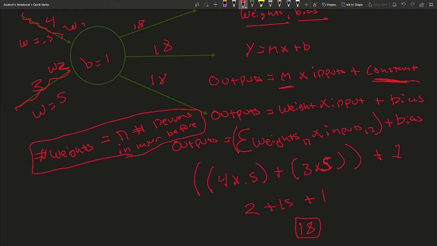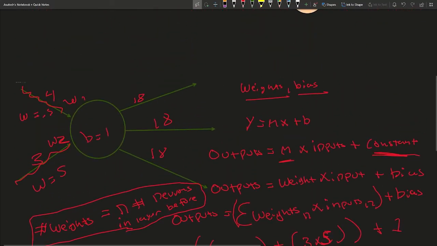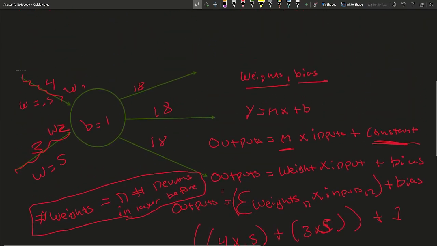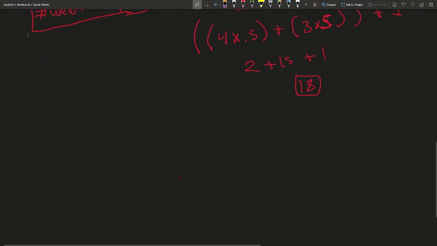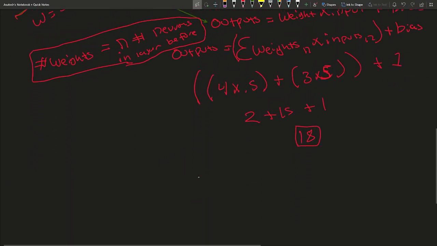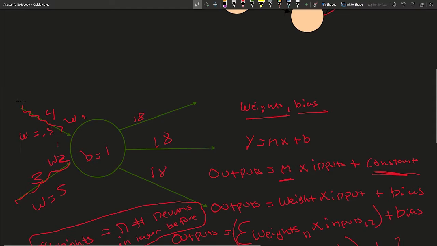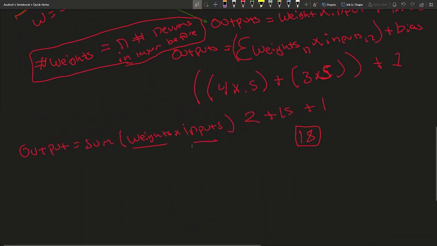So the number of weights in a neuron is equal to the number of neurons in the layer before it. Alright. And we also took a look at how we actually do the math. So we basically take the sum. So the output is equal to the sum of weights times inputs, in which both weights and inputs are going to be changing, right? Because you have a weight per respective input, so both of these are going to be changing.